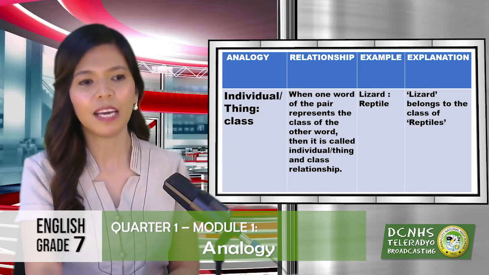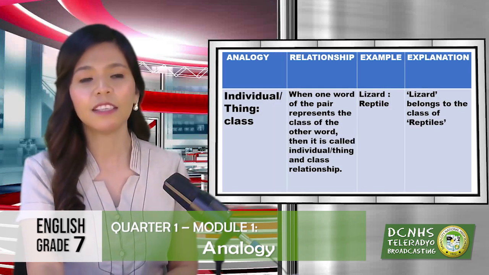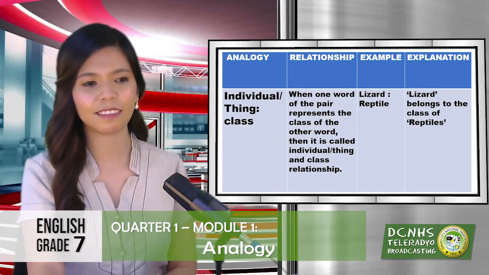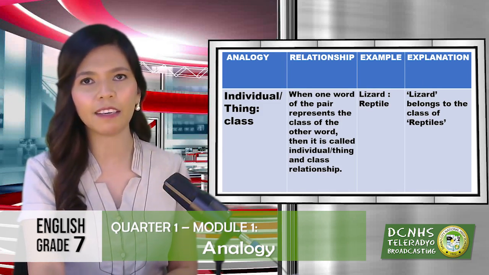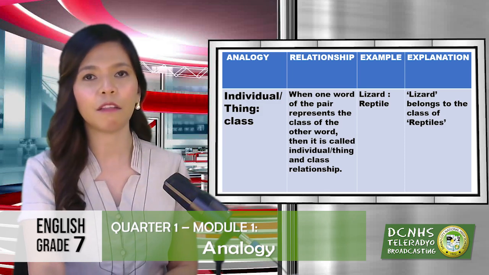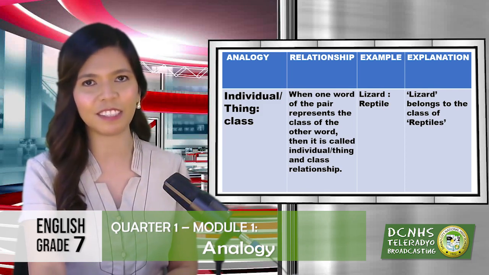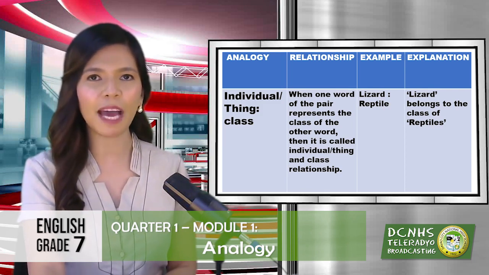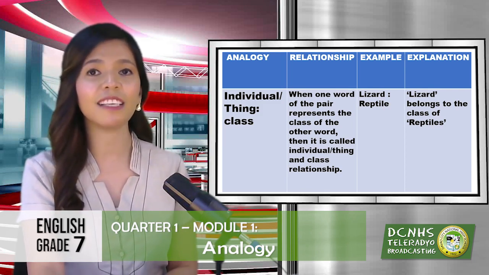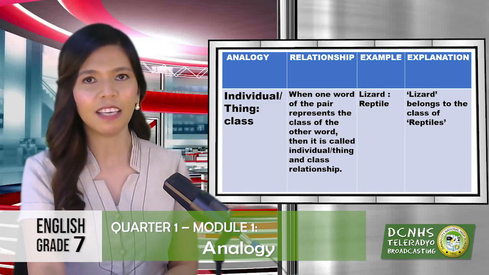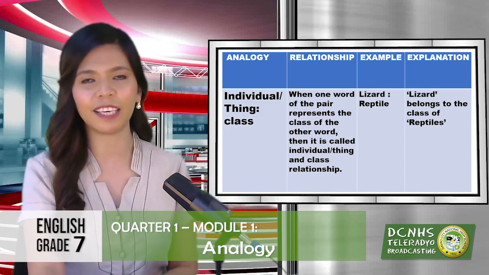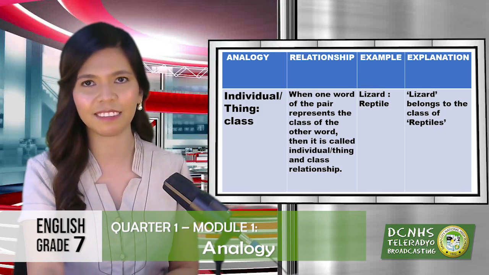Fourth type, individual or thing is to class. When one word of the pair represents the class of the other word, then it is called individual or thing and class relationship. For example, lizard is to reptile. Lizard belongs to the class of reptiles.